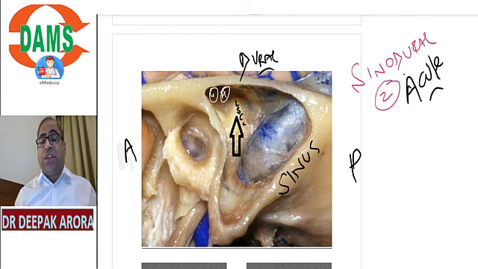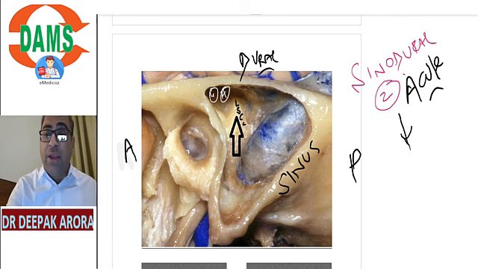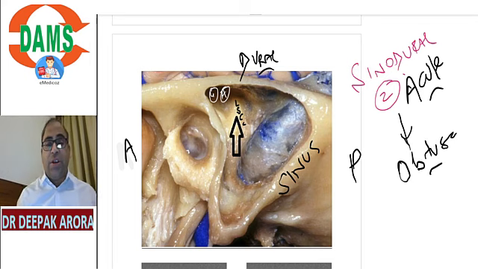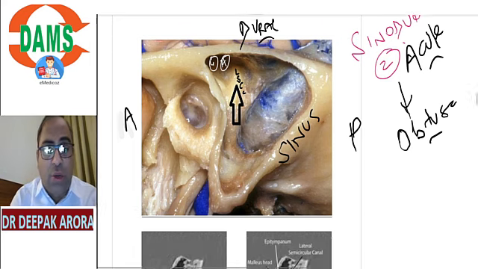But if there is a CSOM, like in this patient, there is a high probability in future of necrosis, damage to the posterior wall, so the sinodural angle will change to obtuse. This is a very important concept for Central Institute. In a normal human being, the angle is acute, but in case of CSOM, it is converted to obtuse.